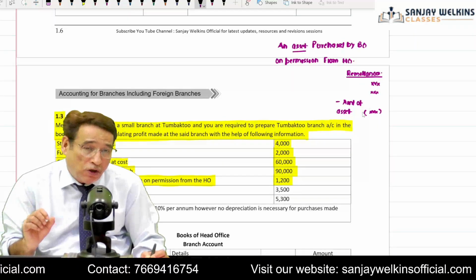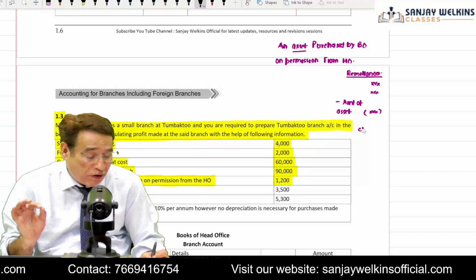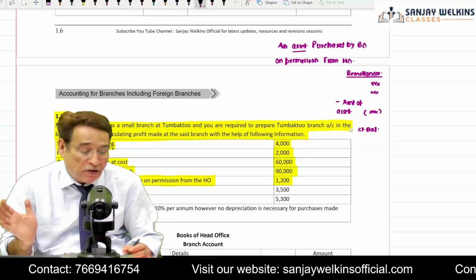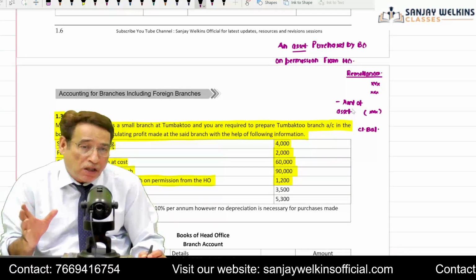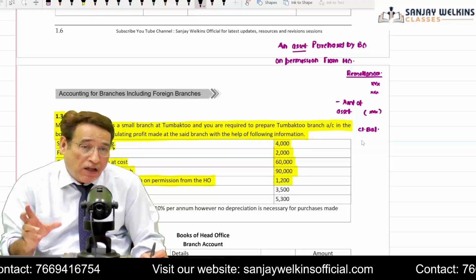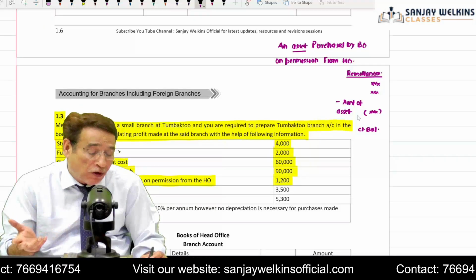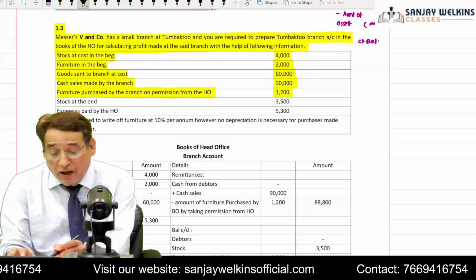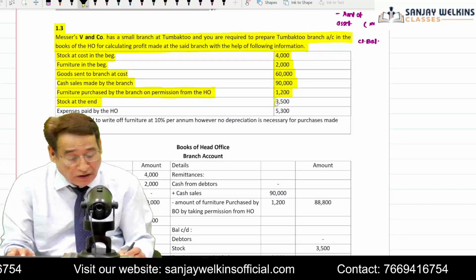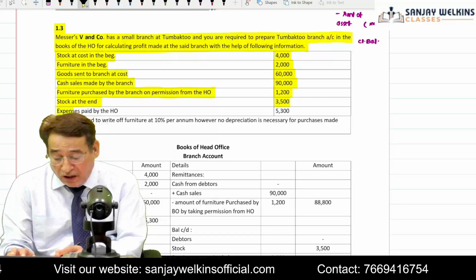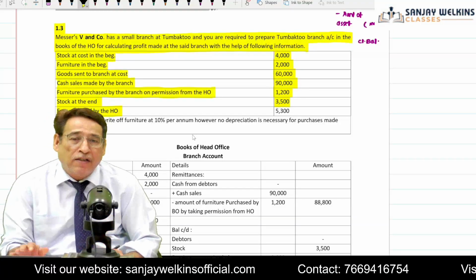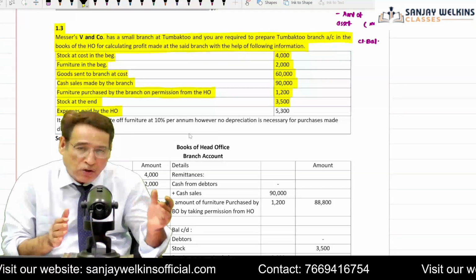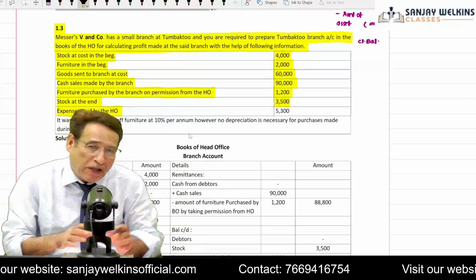Now when branch is going to purchase the asset, later on when we are going to write the closing balance, for example in this case their furniture is already there and we have purchased furniture. Now our closing balance of furniture will increase by this amount of purchase of furniture. Is it clear to you? Now closing balance of stock is also given at the end, 3,500. And then expenses paid by head office. Whenever it is given expenses paid by head office, indirectly it means head office sends the cash to branch and branch ultimately pays the cash.